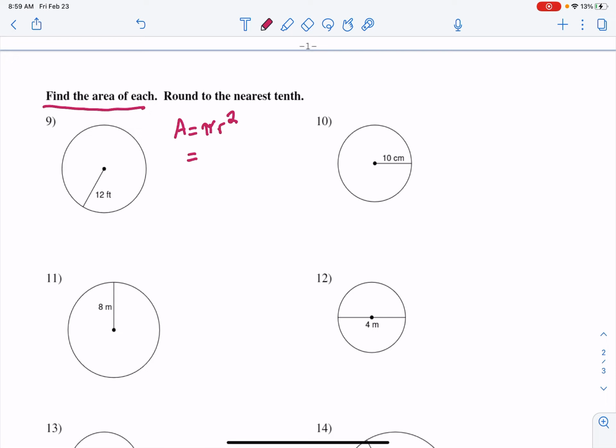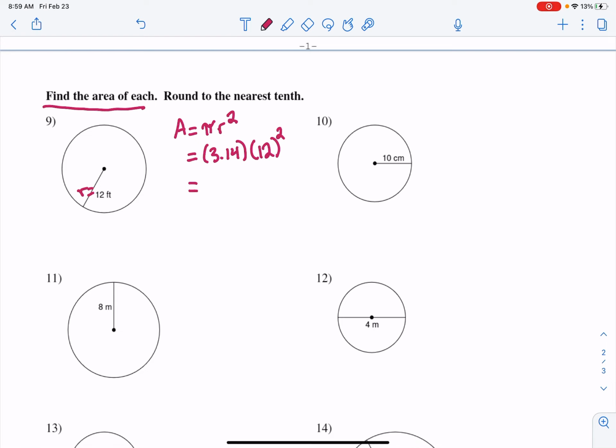My first step is to replace all symbols and variables with the numbers they represent. And we know that pi is 3.14. And we know r in this situation is the radius, and that is going to be 12. So I'm going to rewrite 12 squared. Don't forget that exponent.